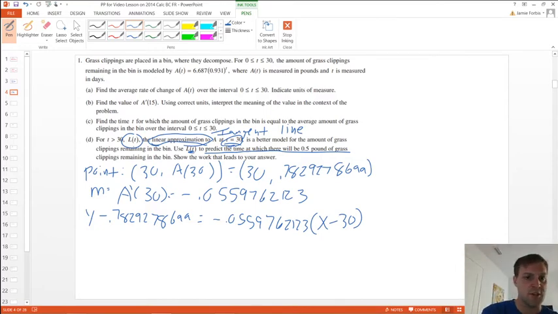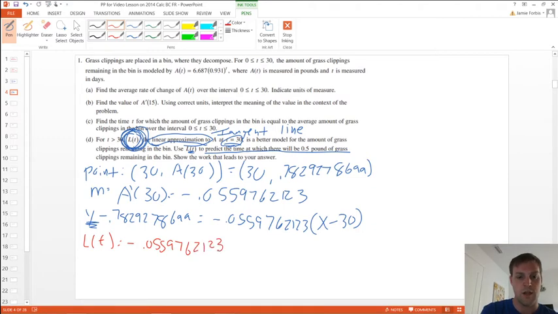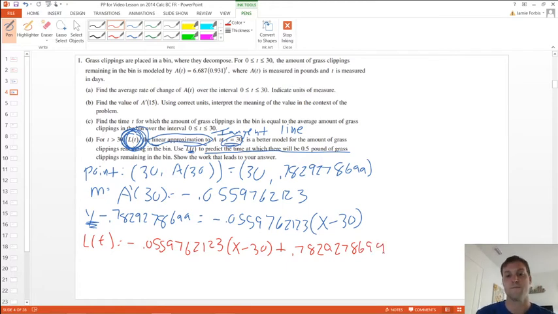And if I really want to label it as L of t, I'm just going to get y by itself. So L of t is equal to negative 0.0559762123 times x minus 30, plus 0.7829278699. So there's my L of t equation. That's the best model to use after time is greater than 30 according to this question.